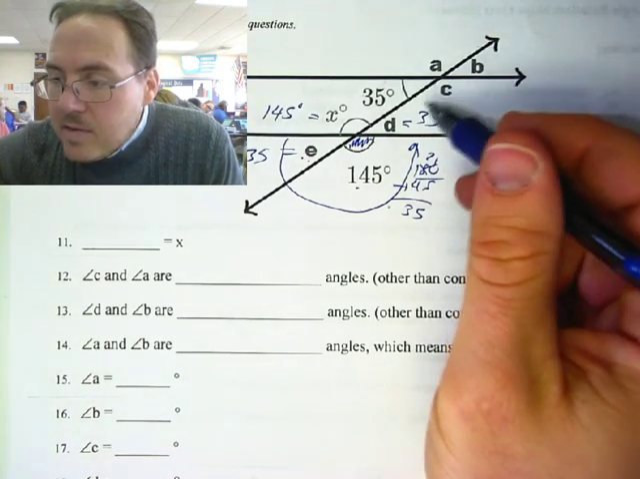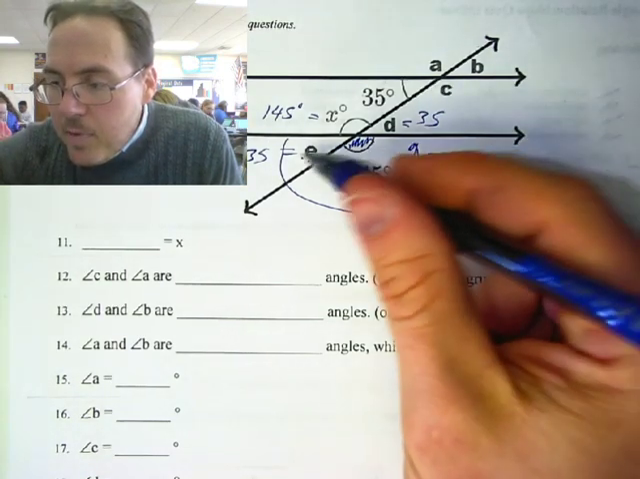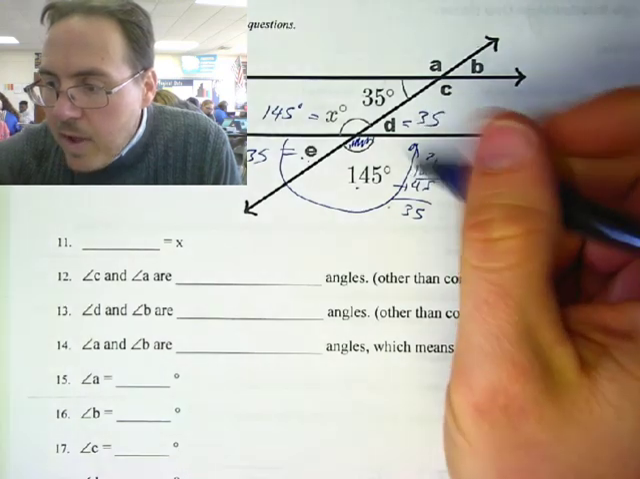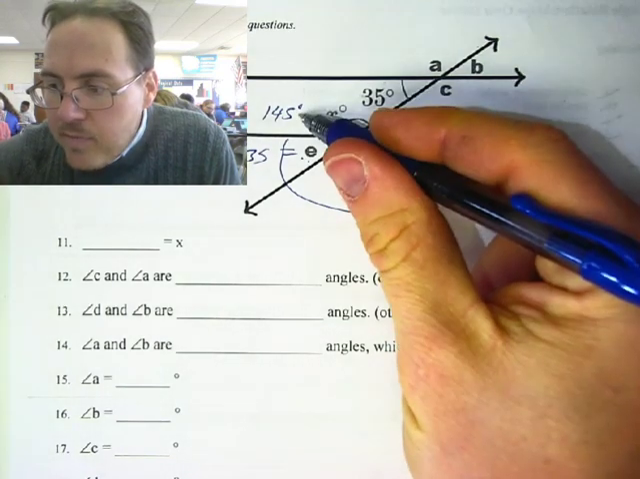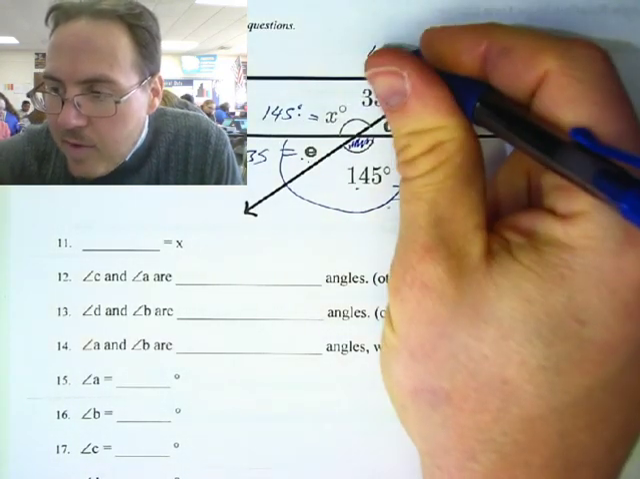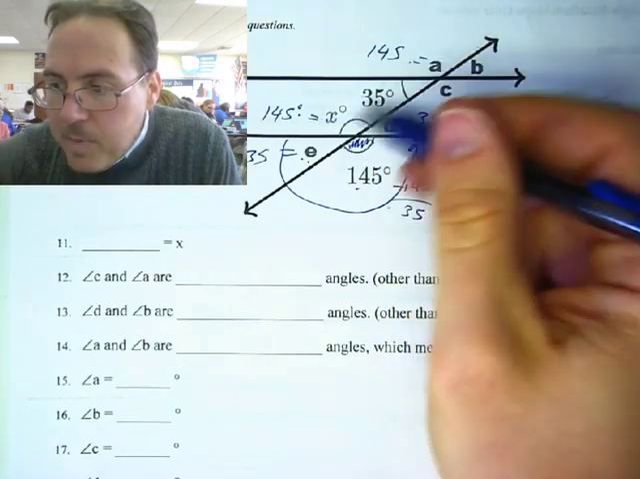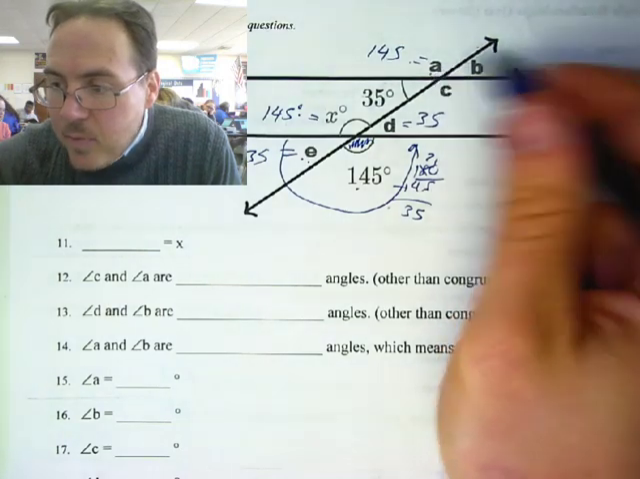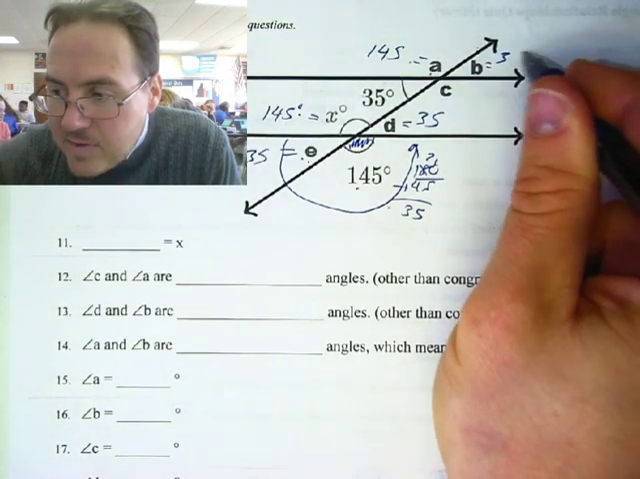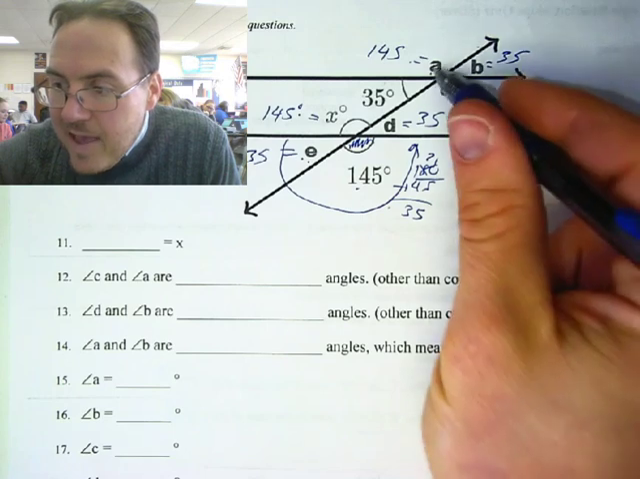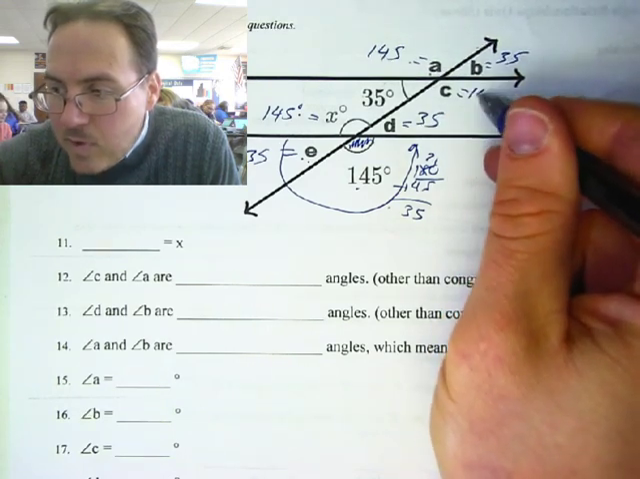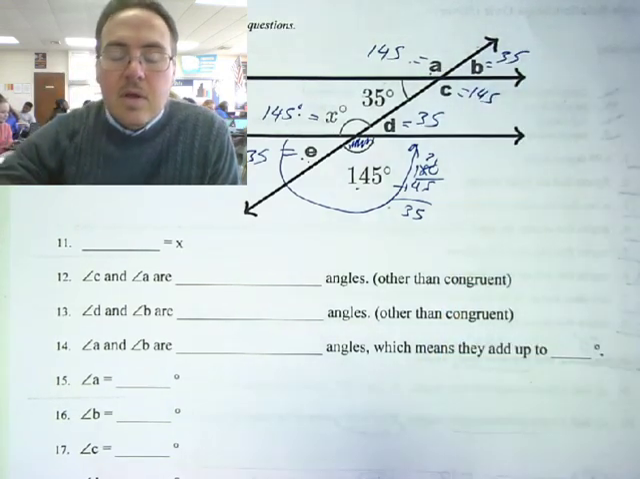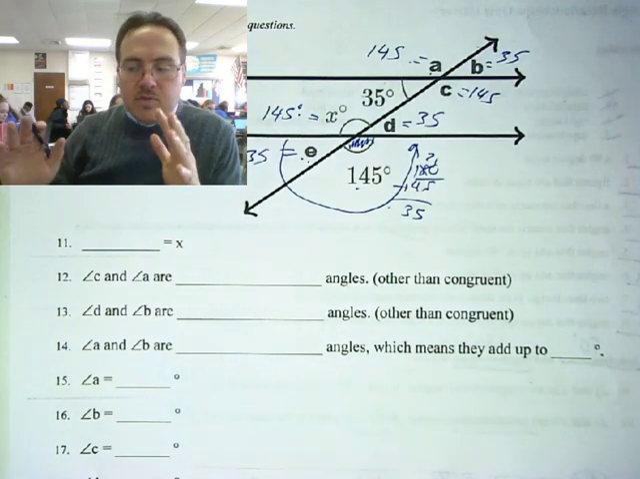If I know that, well, now we can kind of see they're either going to be 35s or 145s. So, okay, if X is 145, that means that A is 145 because they are corresponding angles. They're in the same relative position to each other. And if A is 145, that means that B is 35 because they're supplementary angles. If A is 145, that means that C is 145 because they're vertical angles. So really quickly, I just solved everything.